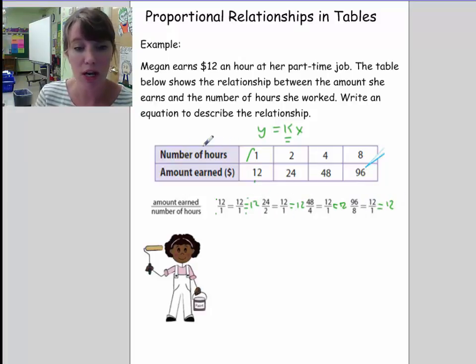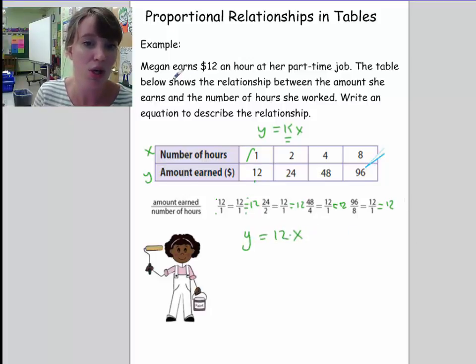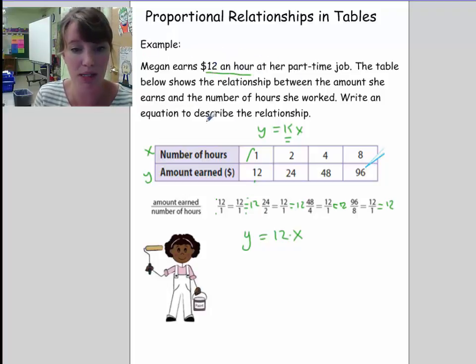If x is the amount of hours that she works, and y is the amount of money that she earns, we'd say that the amount of money that she earns is equal to $12 times the amount of hours that she worked, which is the way that you could think about it in terms of what the word problem has set up for you.